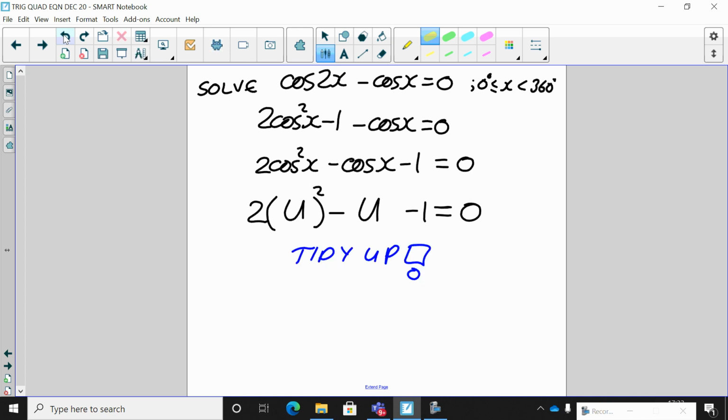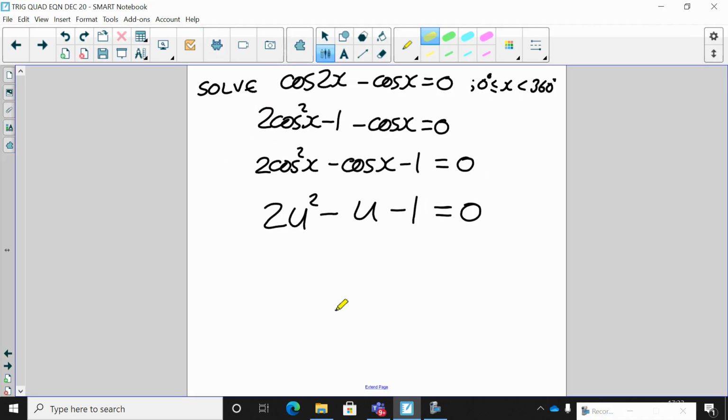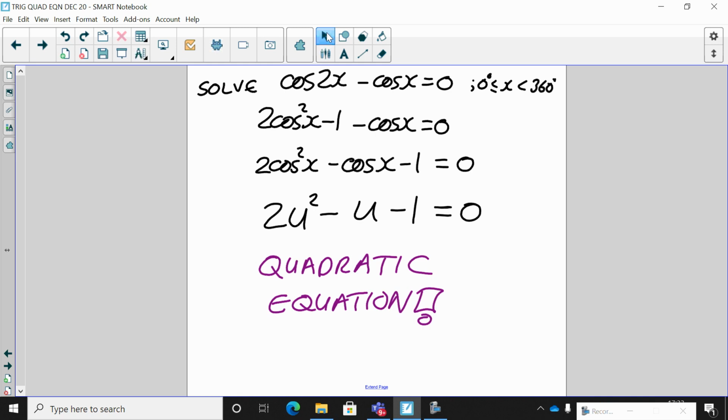So I'm going to take that. I don't like that bracket there, don't you worry about that. So, 2u squared, take away u, take away 1 equals 0. Is that familiar to you? Hopefully. That is a quadratic equation. You should be familiar with that, except you usually have an x in there. So we can solve it hopefully.